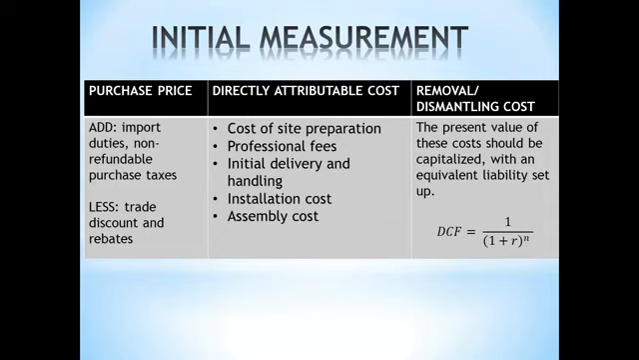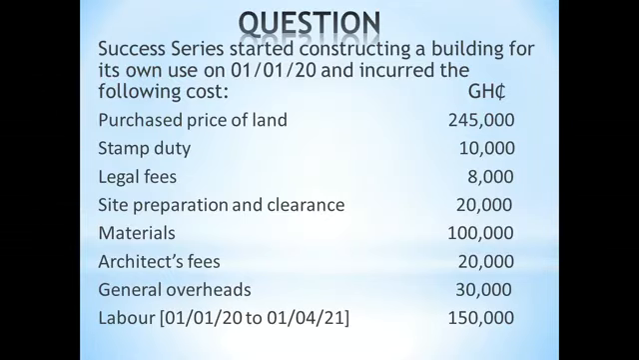We apply a factor we call the discount factor, and the mathematical formula is 1 over (1 plus r) raised to the power n, where r here is the rate or the cost of capital, and n is the number of years. Now let's dive into a question.